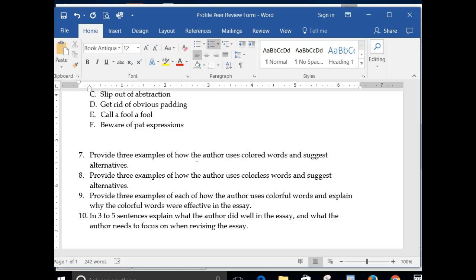Going to do the same thing with colorless words. Then you're going to find examples of colorful words in the essay and explain why these were particularly effective. Okay? Finally, in 3 to 5 sentences, you're going to explain what the author did well in the essay and what the author needs to focus on when revising the essay. And these can be as general or specific as you want them to be.